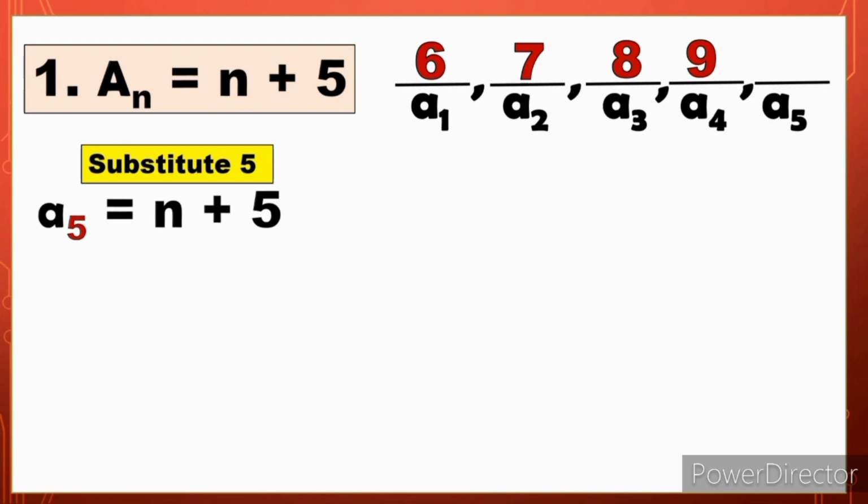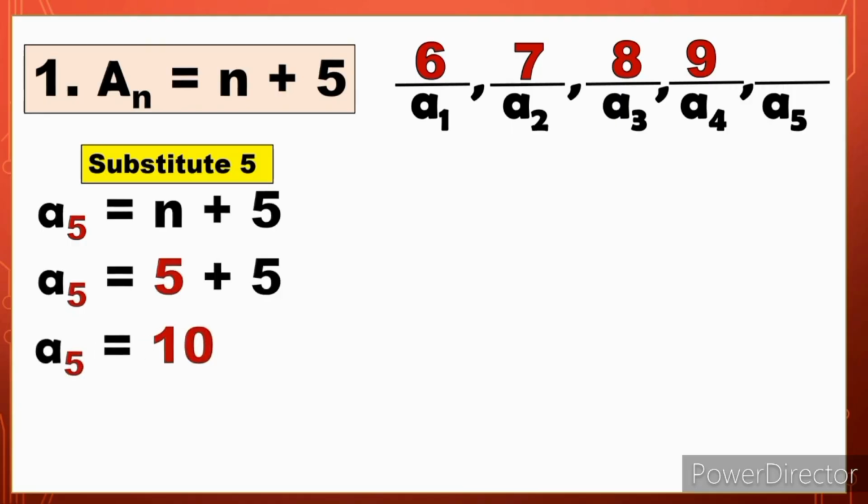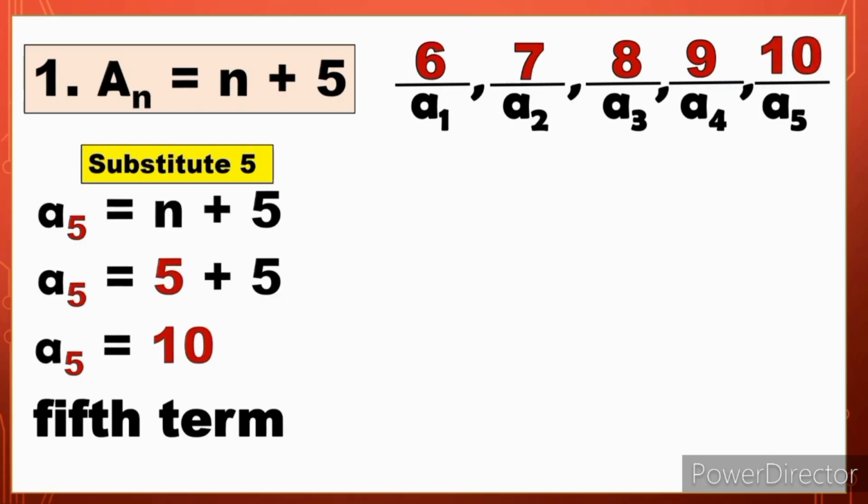Then papalitan natin yung n ng 5. So it becomes a sub 5 equals 5 plus 5. And 5 plus 5 equals 10. Then we have a sub 5 equals 10. 10 is the fifth term. Therefore, the first 5 terms of the given rule is 6, 7, 8, 9, 10.